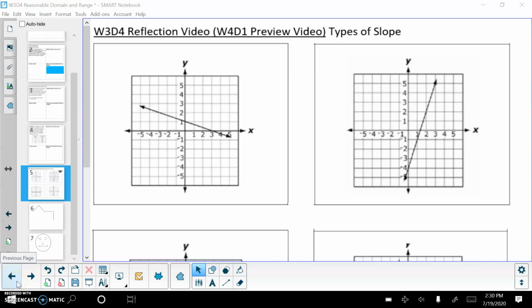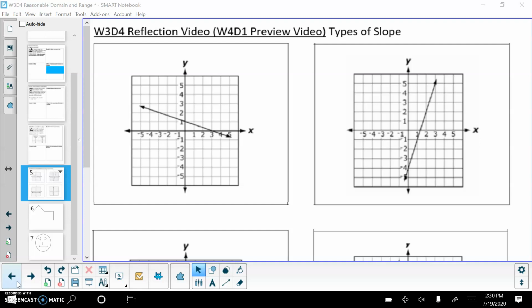Hello, this is our day 4 reflection video, and this is the first time we've done a reflection video for day 4, but we really need to preview what we're going to be covering next week, which is key features, and the first thing that we're going to be looking at in key features is slope. So this preview video is on the 4 different types of slope.